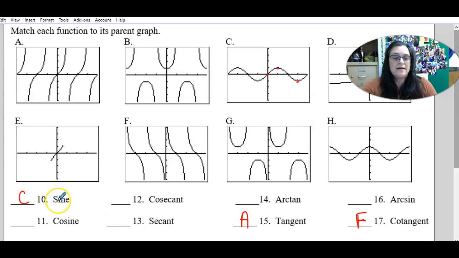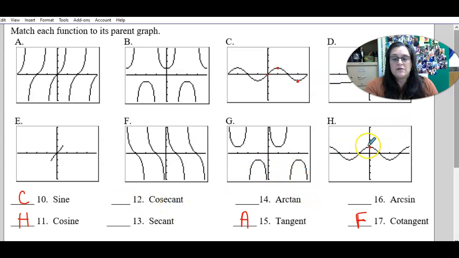The cosine is the same shape as the sine graph, only pi over 2 units shifted, and that would be our graph H. It has its y-intercept at 0, 1, and it makes that cozy hammock shape that we talked about. So H would be the parent graph for cosine.